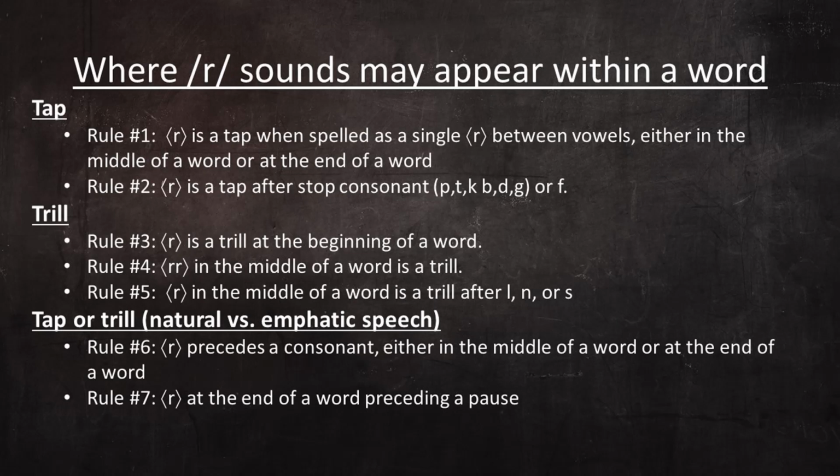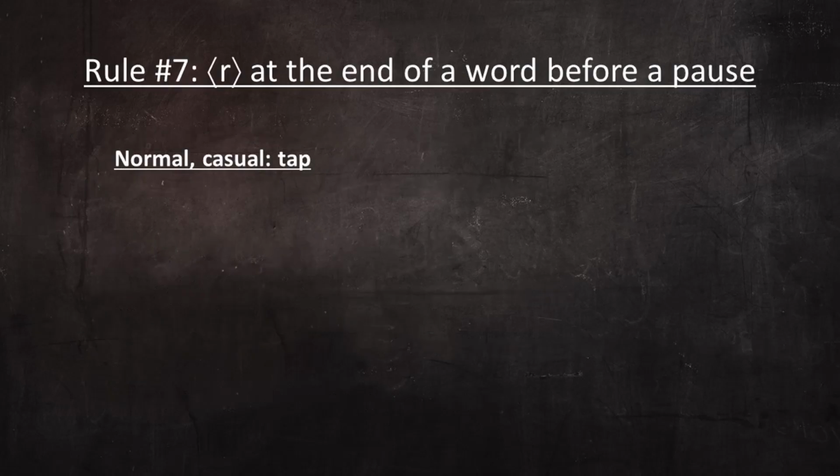And finally, when R comes at the end of a word right before a pause, that R may be either a tap or a trill. Just like in the previous situation, R is a tap in this position in natural speech spoken at a casual pace. And it may be a trill in this position when speaking slowly, enunciating carefully, or especially when speaking emphatically or in an oratorical style. Observe these examples pronounced first with a tap and then with a trill.